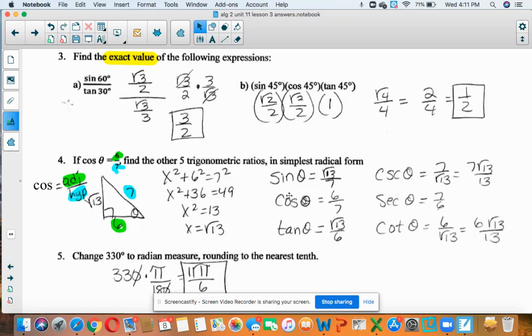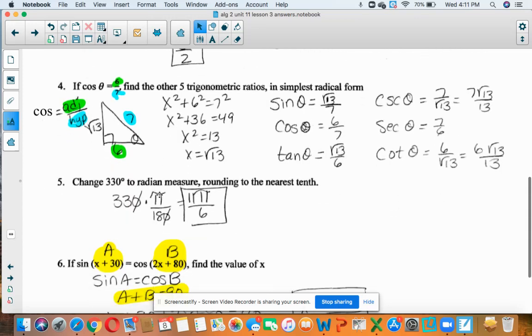Secant is just taking cosine and doing the inverse, so it's going to be 7 over 6. And cotangent is taking tangent and doing the inverse, so it's going to be 6 over radical 13. Again, I'm multiplying top and bottom by radical 13, so I get 6 radical 13, and on the bottom I have radical 13 times radical 13, which is radical 169, which is 13.